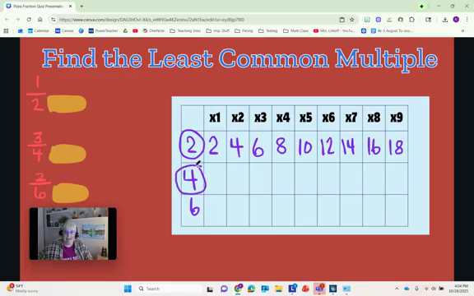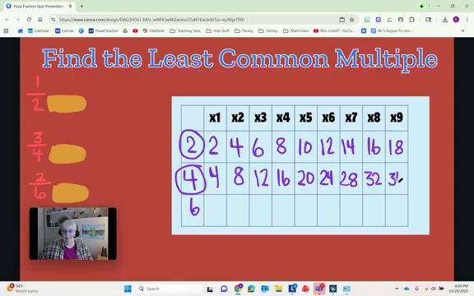Now let's do the multiplication facts for 4. Again, you can copy this right from the multiplication chart. 4 times 1 is 4. 4 times 2 is 8. 4 times 3 is 12. 4 times 4 is 16. 4 times 5 is 20. 4 times 6 is 24. 4 times 7, 28. 4 times 8, 32. And 4 times 9, 36.